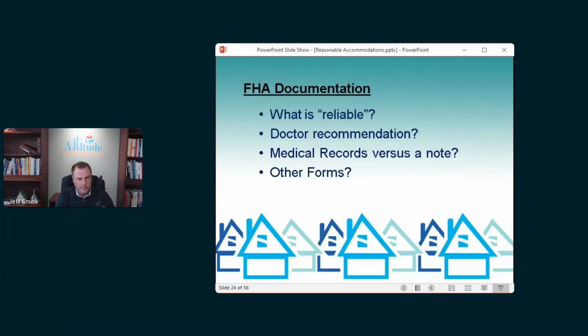All right, FHA documentation. So what is reliable? Doctor recommendation, medical records versus a note, other forms. We cannot refuse because someone submits something to us that's not on the form that we like. We like to provide them with forms. We always recommend that an association have a reasonable accommodation, reasonable modification policy. And typically with that, there will be a form that they can give to their medical provider, and the medical provider can fill it out.